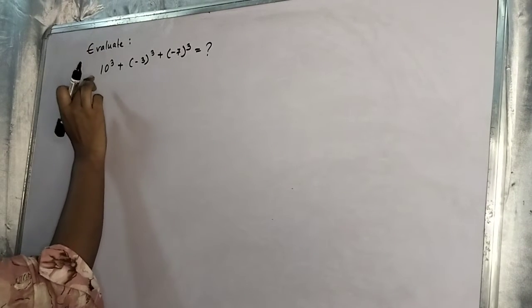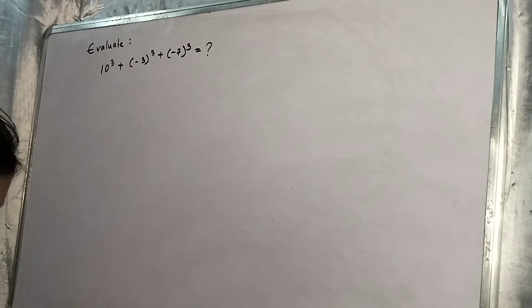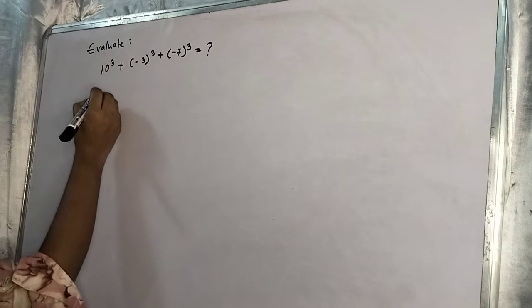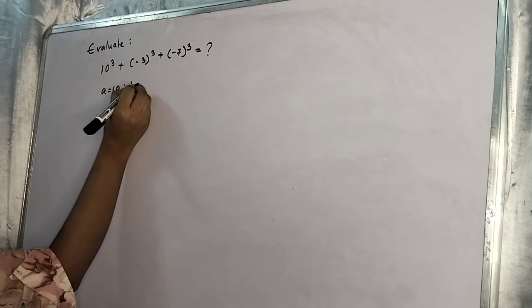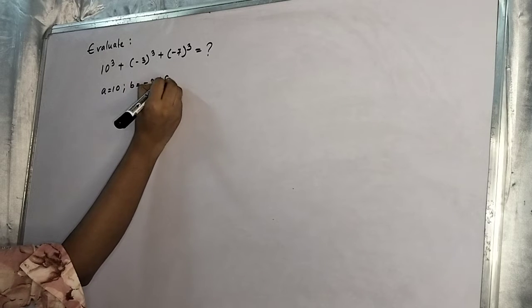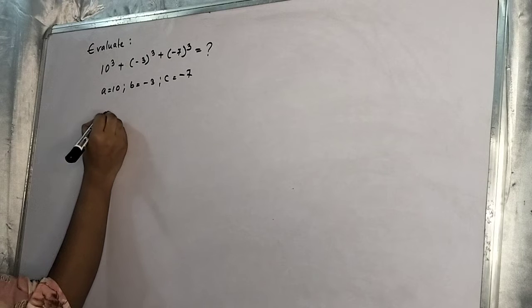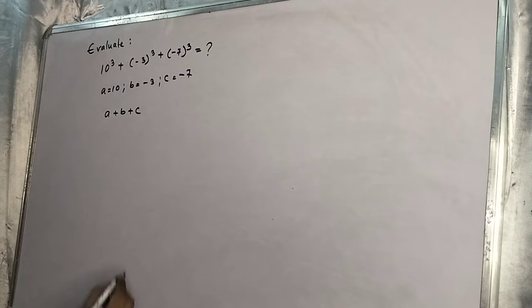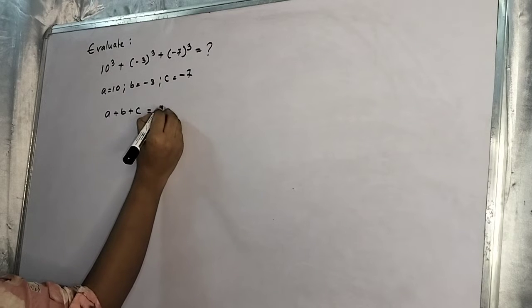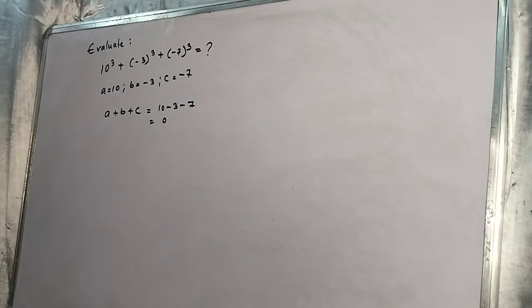So today we will evaluate 10 to the power cube plus minus 3 whole cube plus minus 7 whole cube is equals to what? So let's take a is equals to 10, b is equals to minus 3 and c is equals to minus 7. Fine. Now a plus b plus c, when we will add these terms, we will get 10 minus 3 minus 7, which will give us 0.